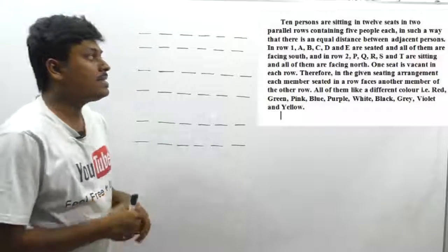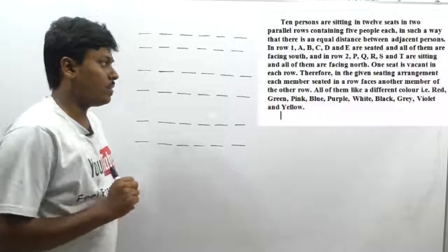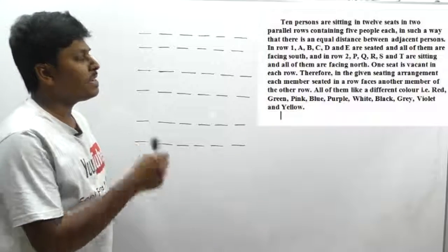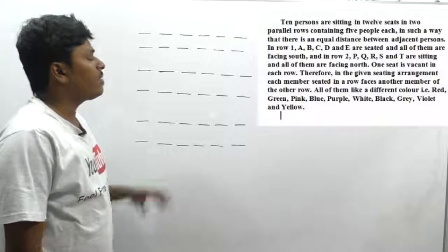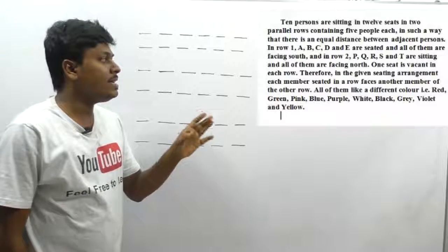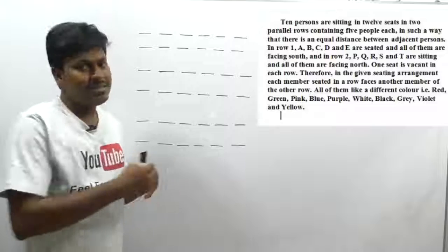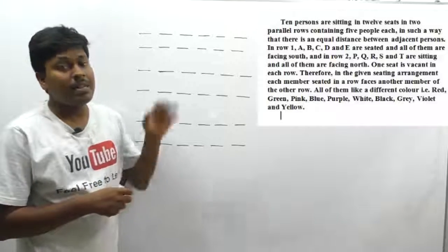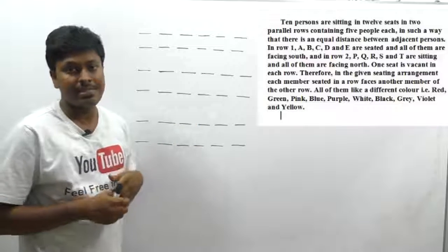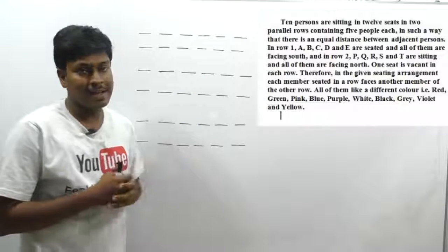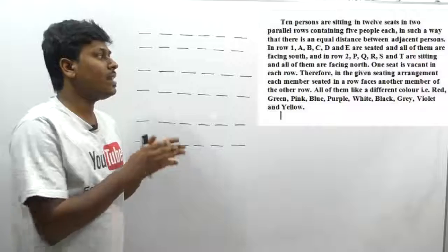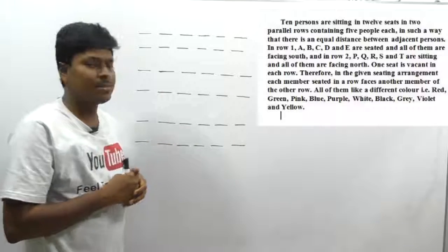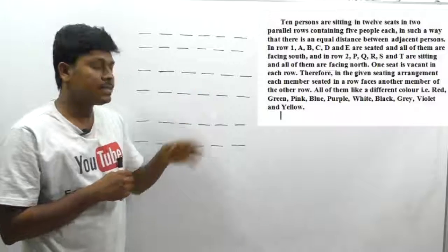10 persons are sitting in 12 seats in 2 parallel rows containing 5 people each, in such a way that there is an equal distance between adjacent persons. In row number 1, A, B, C, D, E are sitting, facing south, and similarly in row number 2, P, Q, R, S, T are sitting. Remember that there are 12 seats but only 10 persons are sitting, so there are vacant positions, and all these 10 persons like different colors such as red, green, pink, purple. Some of the colors have been given, and 10 colors in total.